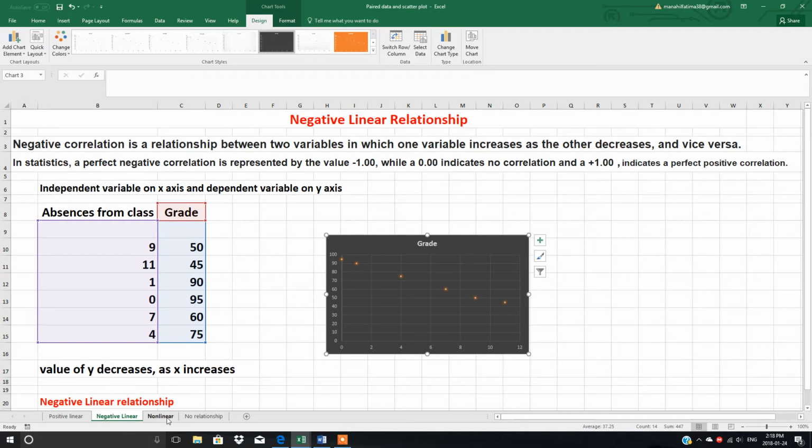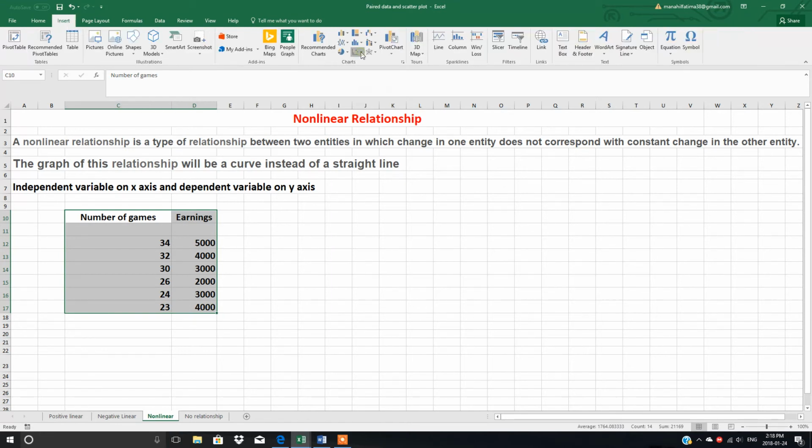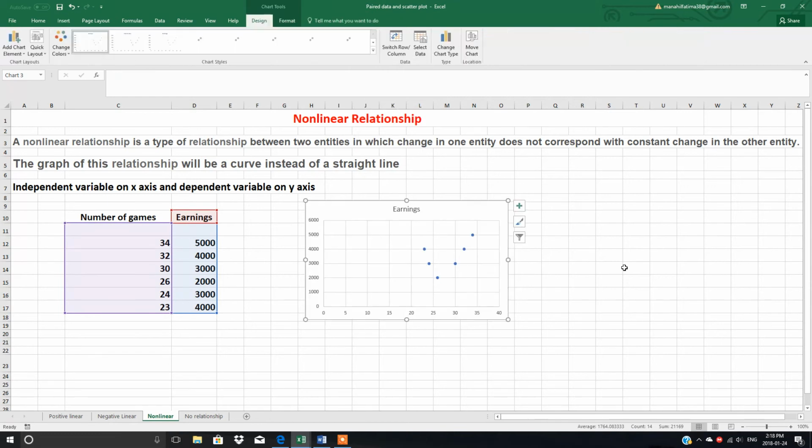Then is the non-linear relationships. When we make the graph, you will see the curve instead of a straight line. So see, this is the number of games and earnings. Go to the insert, and then same, we will make the graph. So see, it is not the straight line, not the downward. If we join these dots, you will receive the curve. So this is the non-linear relationship.